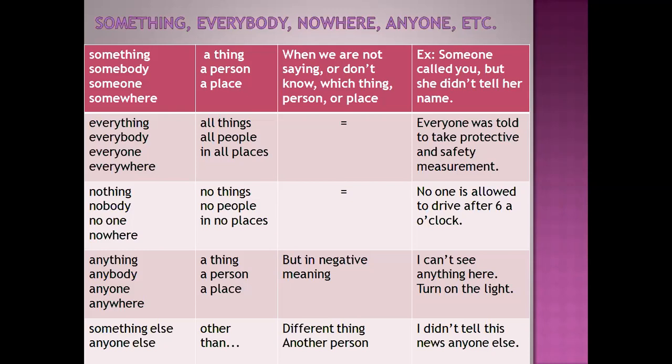Everything, everybody, everyone, and everywhere. We use them for all things, all people, or in all places. What does it mean? Every means all, including all two.